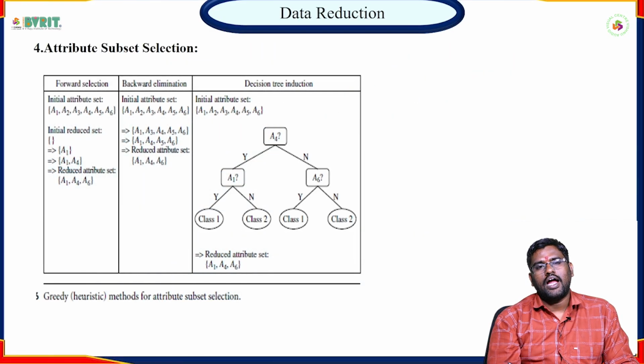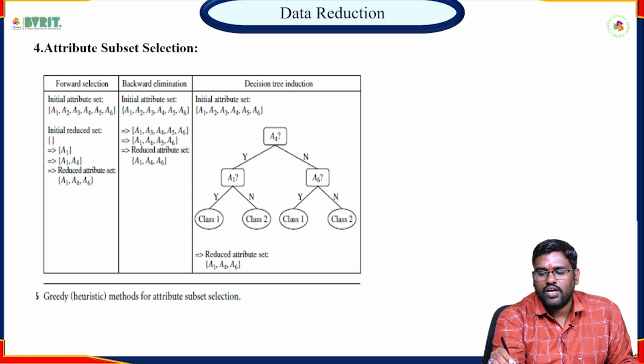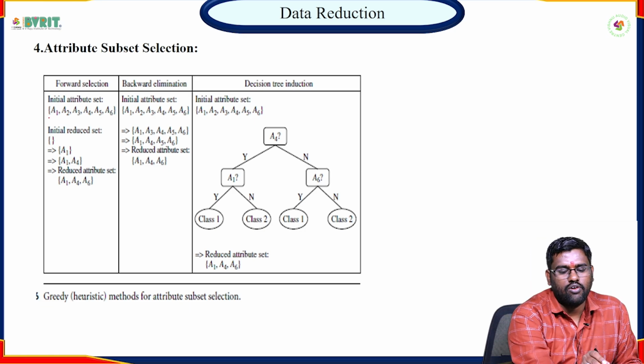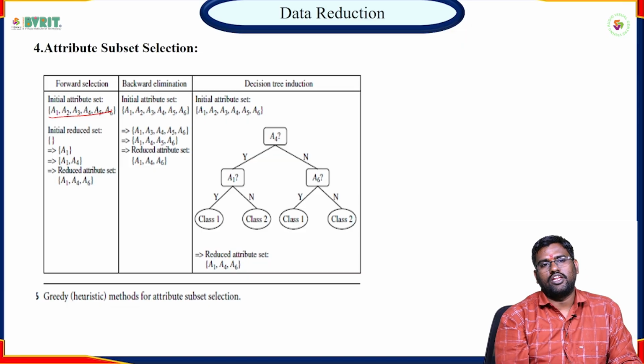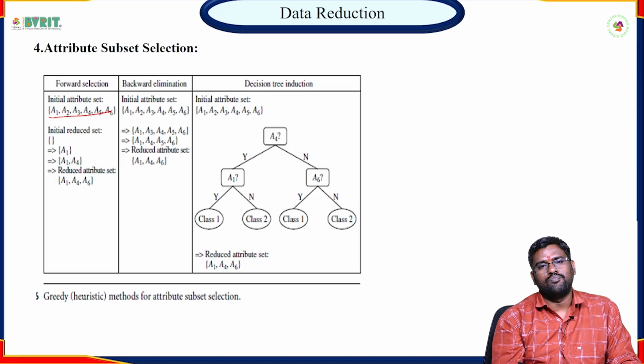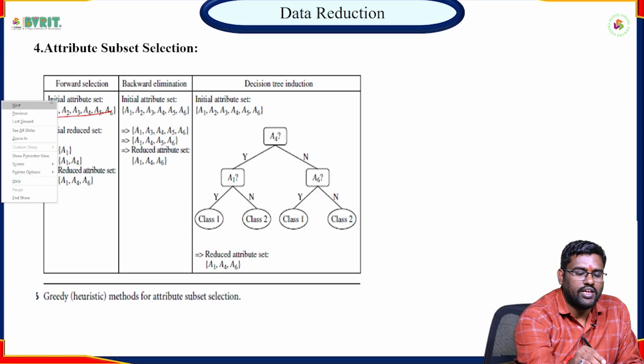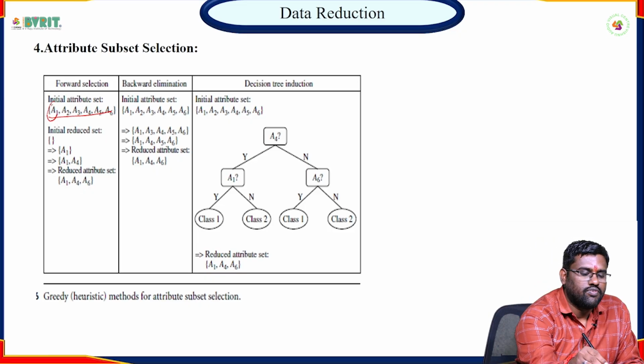The next method is attribute subset selection. Attribute subset selection means here we have two types of methods, forward selection and backward elimination. Forward selection means, for example, we have the attributes. See here, 6 attributes are there initially. First we need to take only one attribute. Out of all the attributes, first I need to choose only A1.